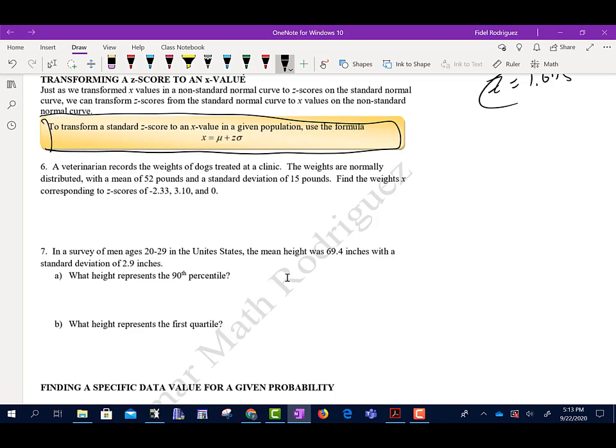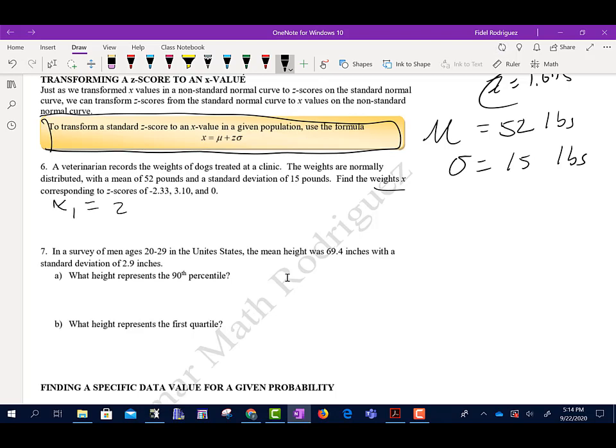So number 6 says, a veterinarian records the weights of dogs treated at a clinic. The weights are normally distributed with a mean of 52 pounds. Okay, so the first thing I'm going to do, my mean is 52 pounds, and my standard deviation is 15 pounds. Find the weights x corresponding to z-scores of negative 2.33, 3.10, and 0. Okay, so we're looking for the weights x. So let's do this one. I'm going to call it x1.